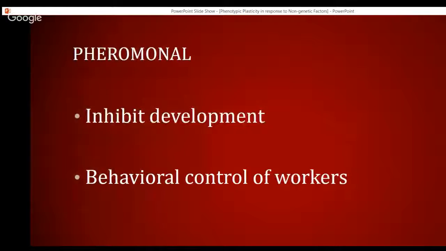There are also pheromonal factors in caste development. So we talked about one earlier in the dominance where you can inhibit the development. You can stop something from developing, such as reproductive structures, and that means that you'll be the queen and the others will have to be workers. Or you could simply control the behavior of the workers through the pheromones. When you're present, they know that you're the queen and they can't make any more or else they'll get in trouble.